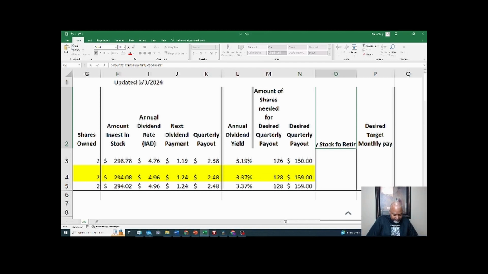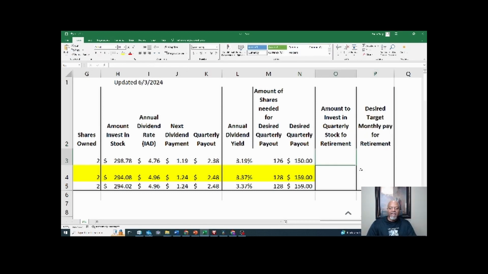For retirement, desired target monthly pay for retirement. Okay, so basically what I'm trying to do is I want a monthly pay for my retirement out of dividend stocks. I'll fill this in now. We'll say for Johnson & Johnson, let's just put out there $200 per month. And I'll explain why I'm putting this in there. I'll have to calculate this and explain it to you later, but this is what I'm looking for every month payout.